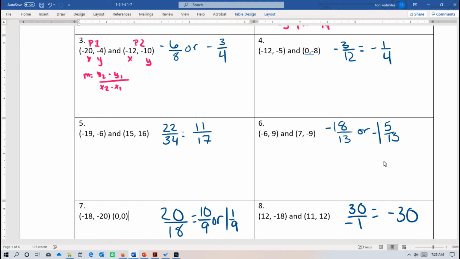All right, let's fill these things in. All right, so y2 is -10 minus y1 is -4. x2 is -12 minus x1 is -20. So I have 2 of these double negatives which are going to go positive.